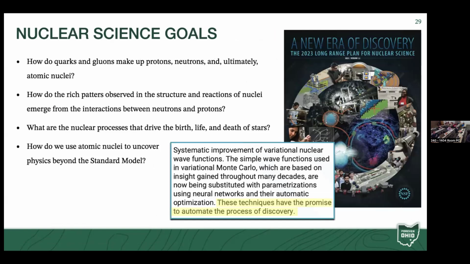Also, hand in hand with this is the outlined long-range plan for nuclear science, and they specifically mention that these neural quantum state techniques have the promise to automate the process of discovery. So I think this could be a very interesting path for neural quantum states.